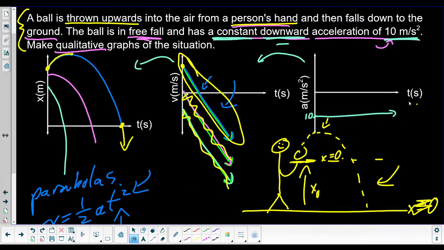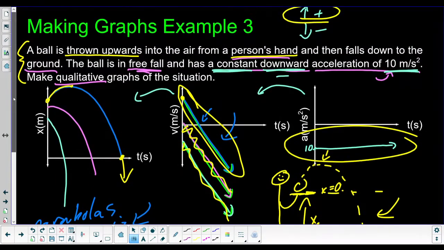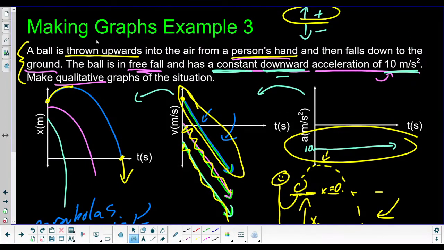So start with a constant acceleration. Read the question: thrown upwards. That's the hint that tells us where our velocity graph starts. And then we can move to looking at our position versus time graph.